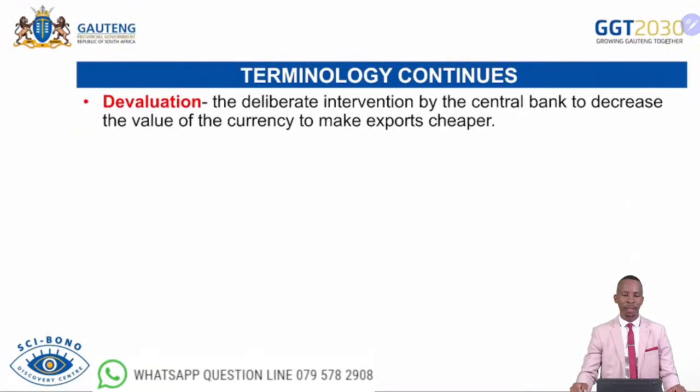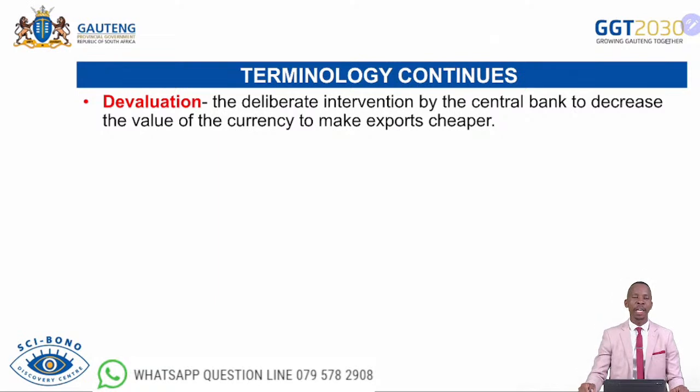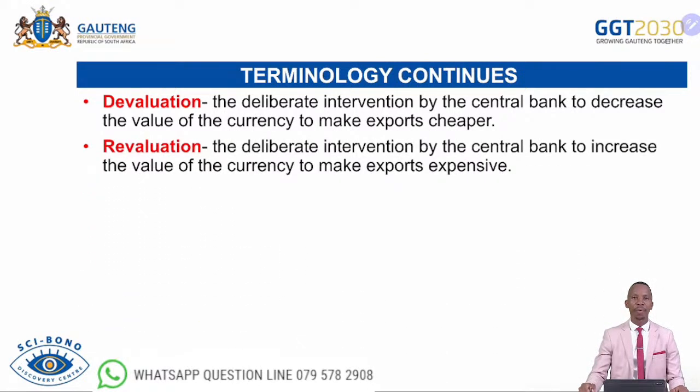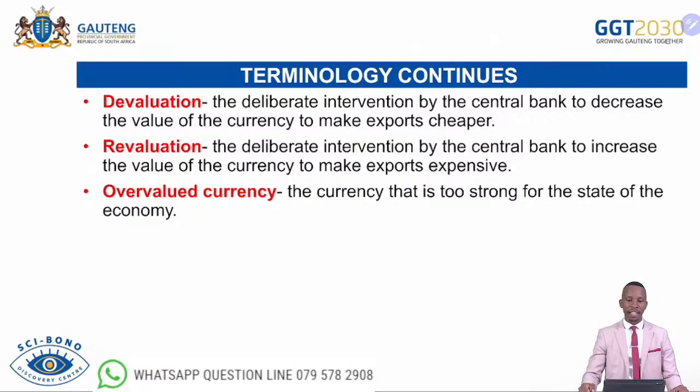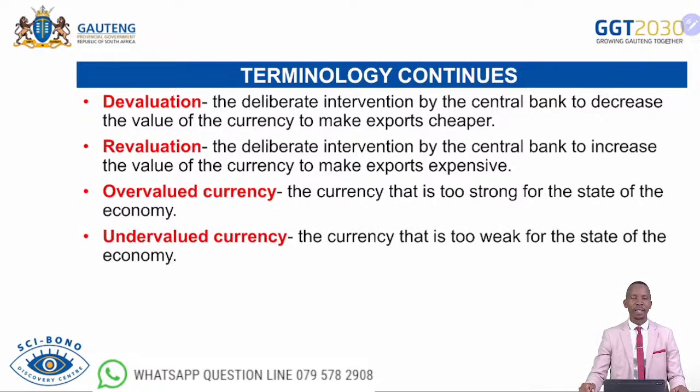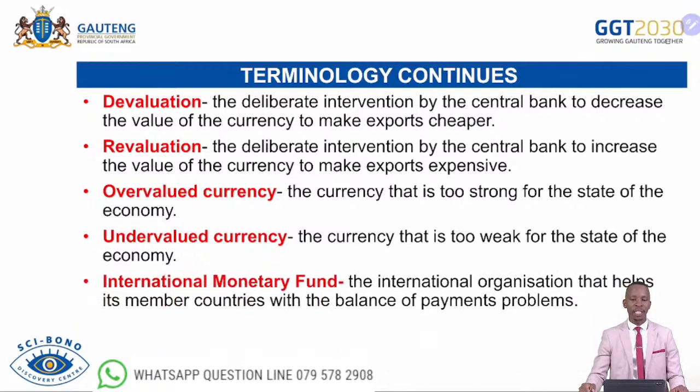We continue with the terminology. Devaluation. This is a deliberate move by the central bank by decreasing the value of the currency in order to make exports cheaper. Revaluation. This is the deliberate move by Reserve Bank by increasing the value of the currency to make exports more expensive or competitive in the global market. Overvalued currency. This is the currency that is too strong for the state of the economy. Undervalued currency. This is the currency that is too weak for the state of the economy. The International Monetary Fund, IMF. This is the international organization that helps its member countries with the balance of payment problems.